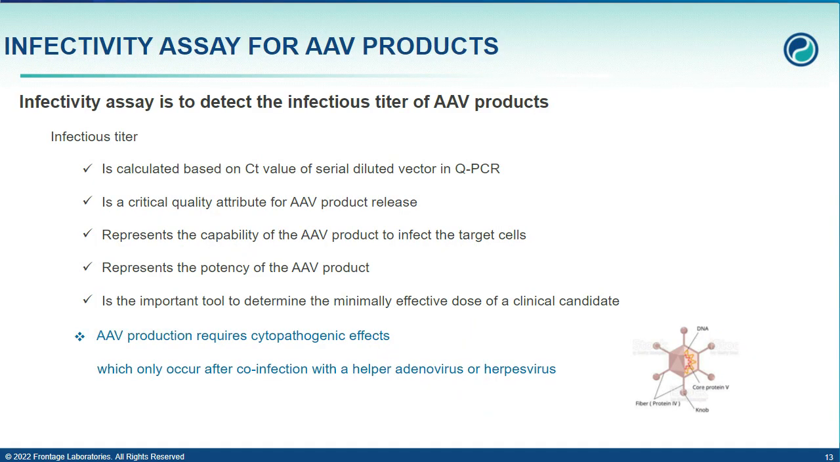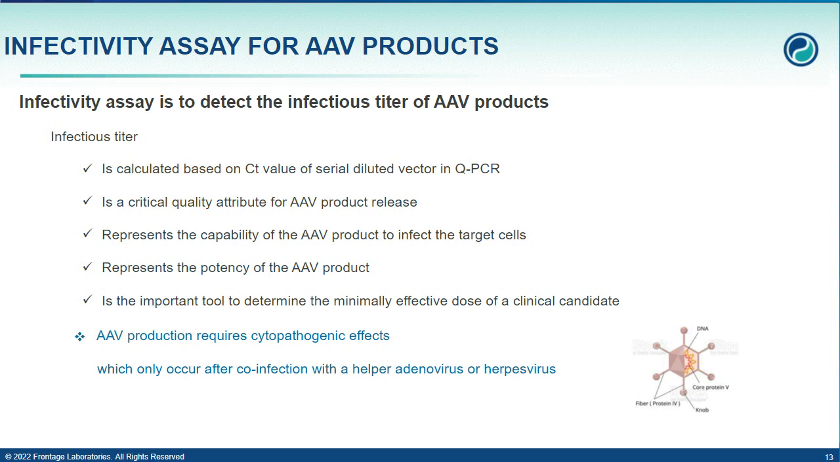Next, we are going to talk about the infectivity assay for AAV vectors. The infectivity assay detects the infectious titer of AAV products. The infectious titer is calculated based on the CT value of serially diluted vector in Q-PCR. It is a critical quality attribute for AAV product release. The infectious titer represents the capability of the AAV product to infect the target cells, and it represents the potency of the AAV product.